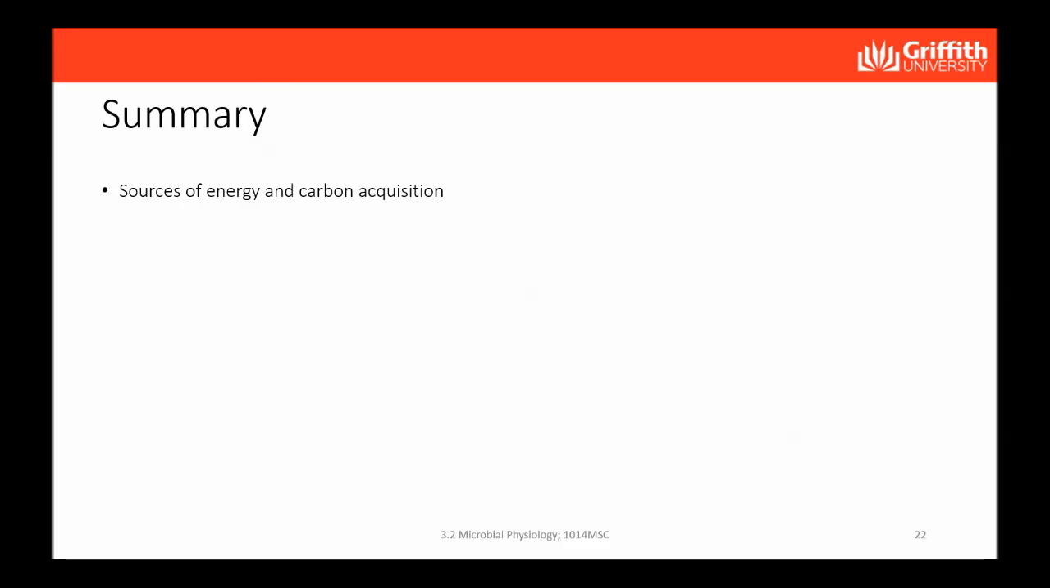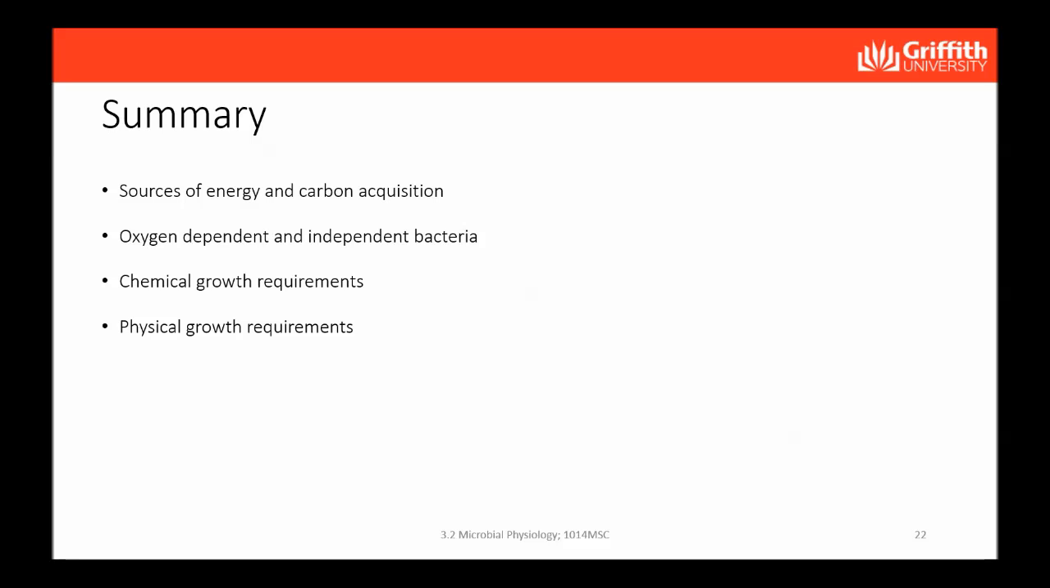From this video, we have learnt about the different sources from which organisms acquire energy and carbon. We've learnt about oxygen-dependent and independent bacteria, the different chemical and physical growth requirements of bacteria, how bacteria divide and the different growth phases of bacteria, and finally, we have also covered how to count bacteria using both direct and indirect methods.